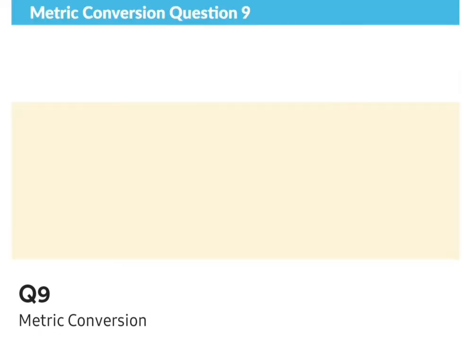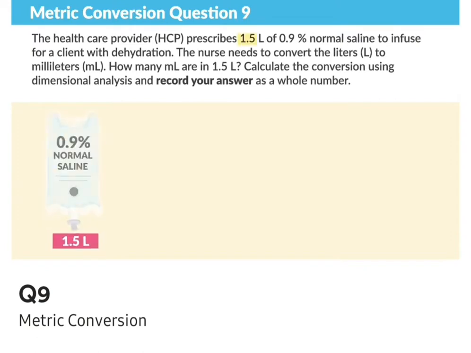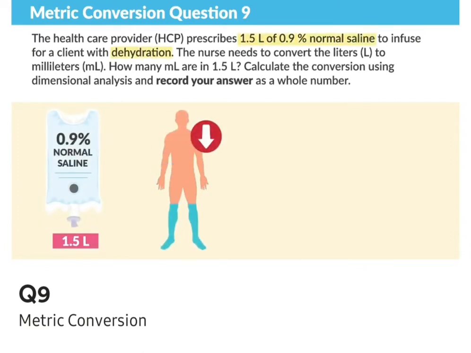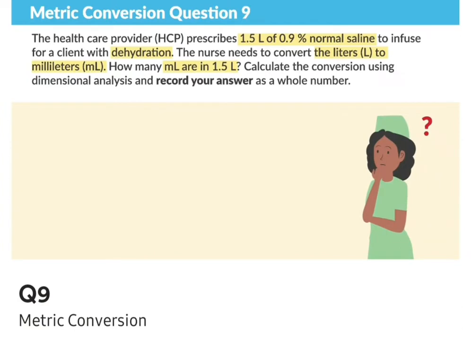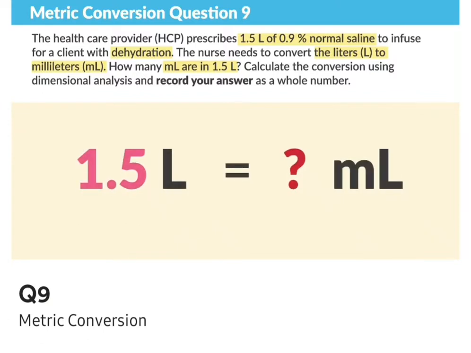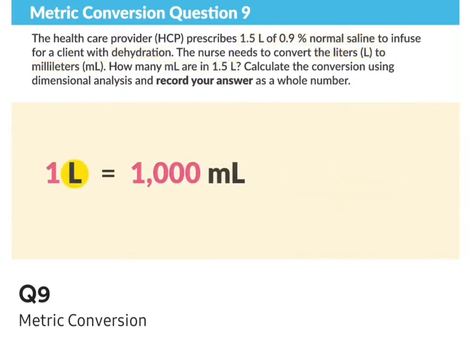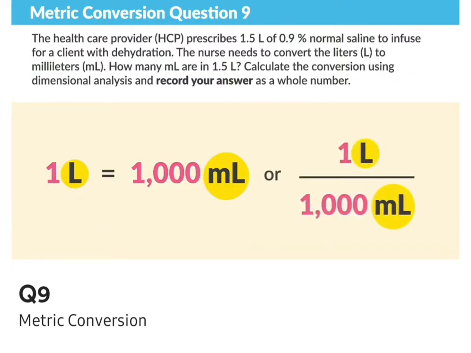Moving on to the next question here. The provider prescribes 1.5 liters of normal saline to infuse for a client with dehydration. The nurse needs to convert the liters to milliliters, those mLs. How many mLs are in 1.5 liters? So we're going to be calculating this using dimensional analysis and recording the answer as a whole number. So first things first, what do you know? You know that 1 liter equals 1,000 milliliters, or simply put, 1 liter over 1,000 mLs.